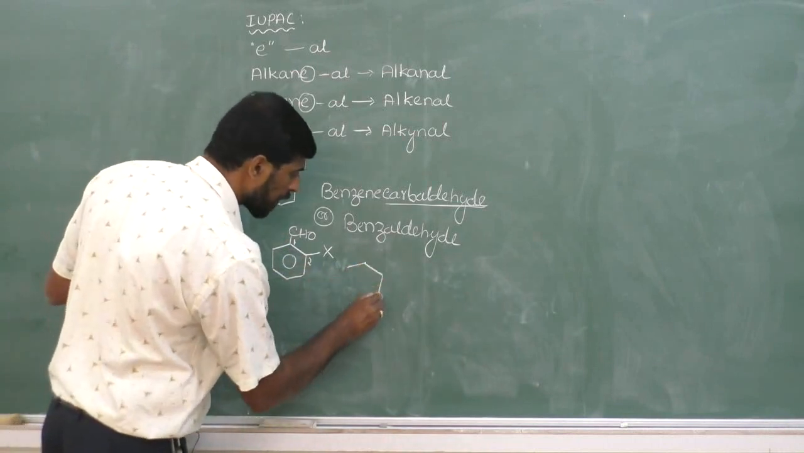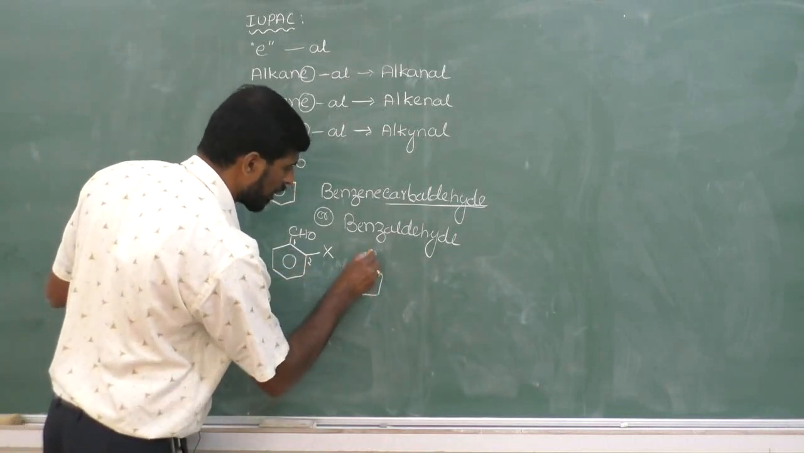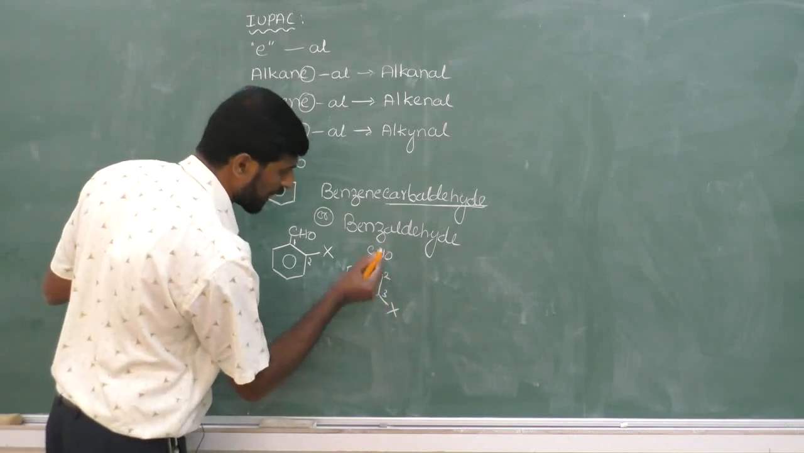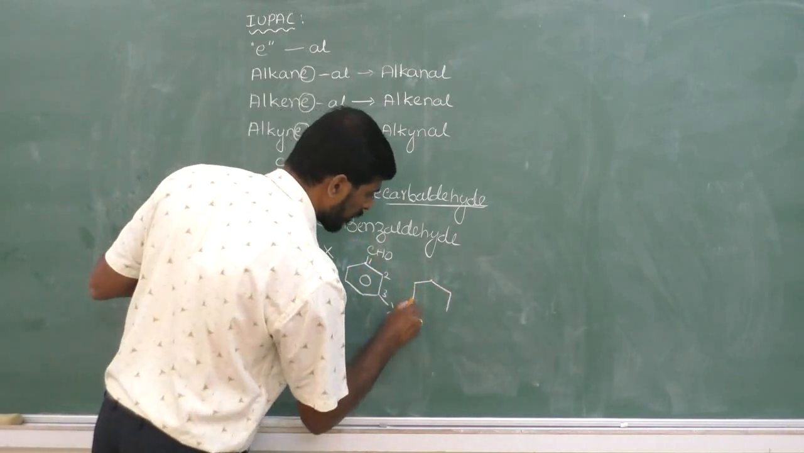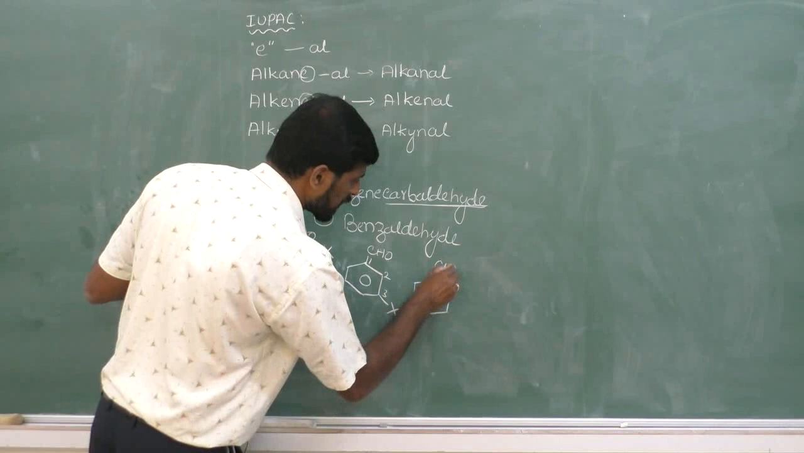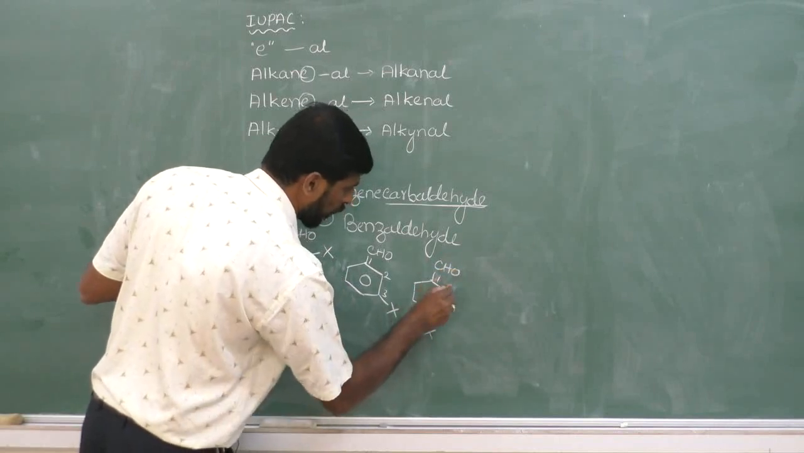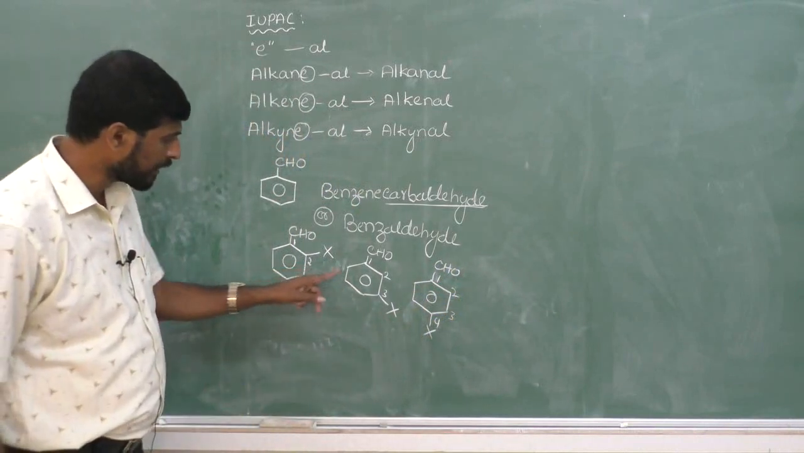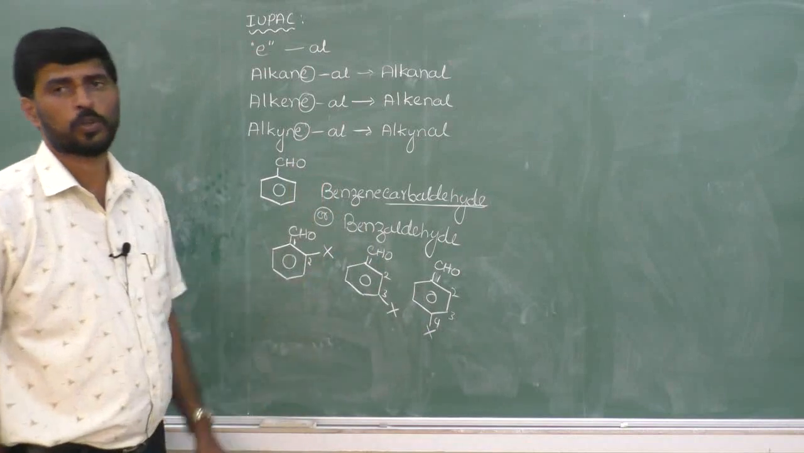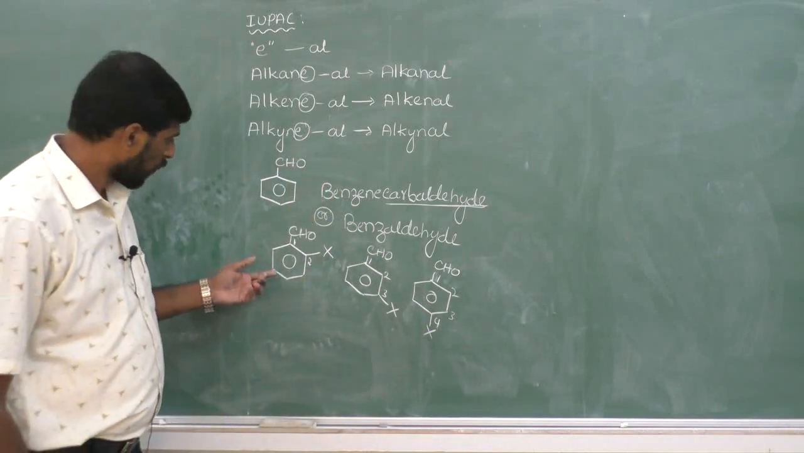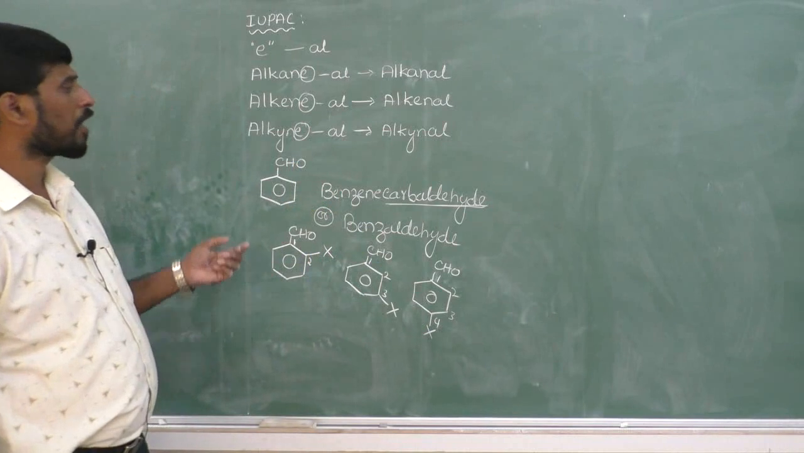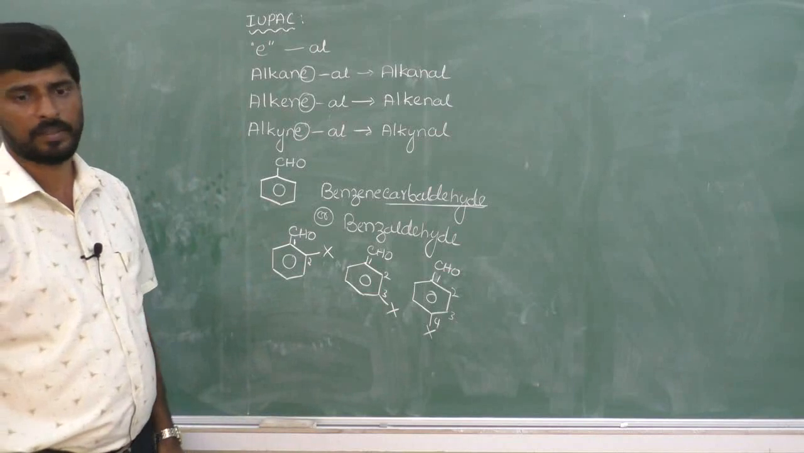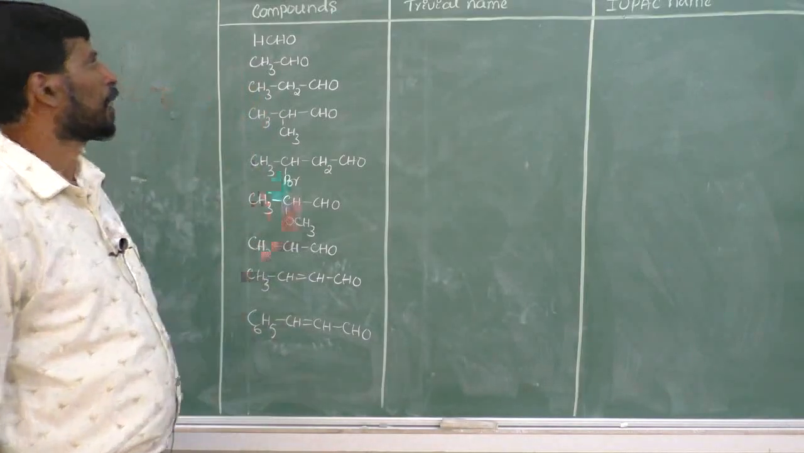Suppose it is present in this position, it is 1, 2, 3. Suppose it is present at this position, it is 1, 2, 3, 4, like that. Either it is the second or third or fourth position. Okay. So, we will consider the nomenclature of some of the aldehydes by considering the following table. Let us discuss some of the nomenclature.